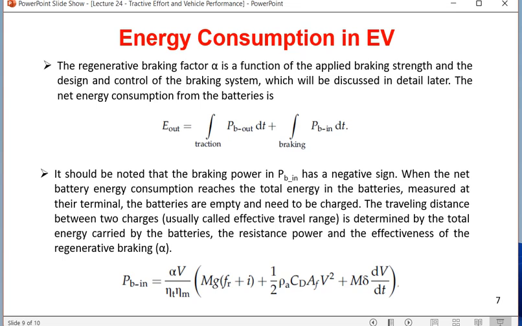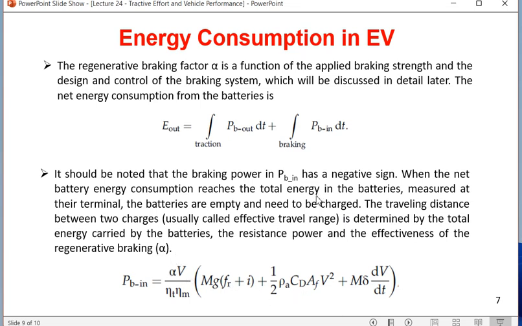So it should be noted that the braking power PB in has a negative sign. You can find PB in will have a negative sign, though it is shown as positive, because this power is actually extracted from the PB out. So PB in has a negative sign. When the net battery energy consumption reaches the total energy in the batteries, measured at their terminals, the batteries are empty and need to be charged. The traveling distance between two charges, usually called the effective travel range, is determined by the total energy carried by the batteries. Resistance power and the effectiveness of the regenerative braking alpha are given by this formula.